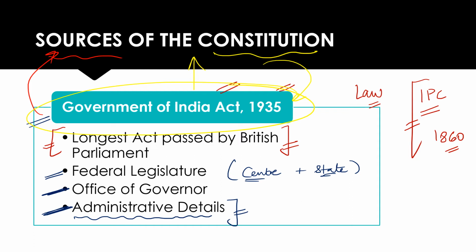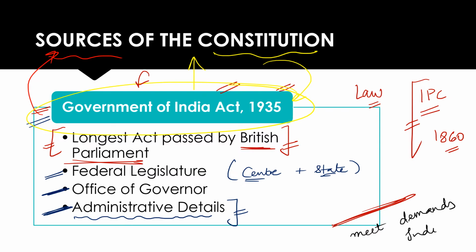And this is not just for India. The British Parliament, even in its own country, had not passed an act as long as the Government of India Act of 1935, right? So the purpose of the Government of India Act of 1935 was that it was required to meet some of the demands that were made by the Indian politicians, right? However, the act didn't really meet many of those demands, but still it continues to remain one of the most important sources of the Constitution of India.